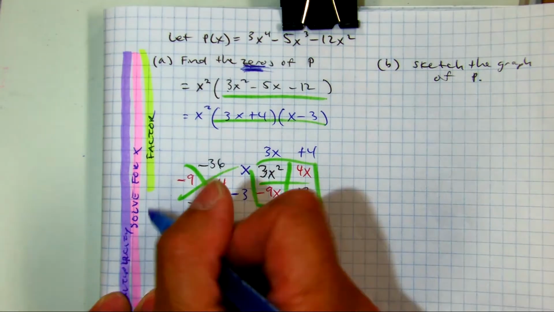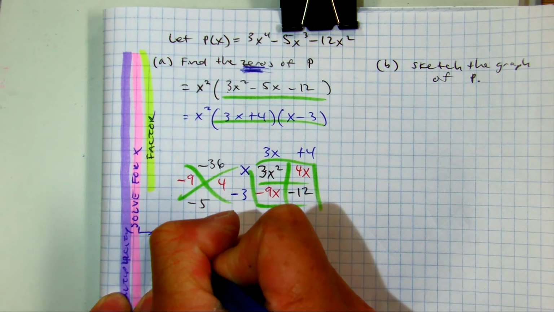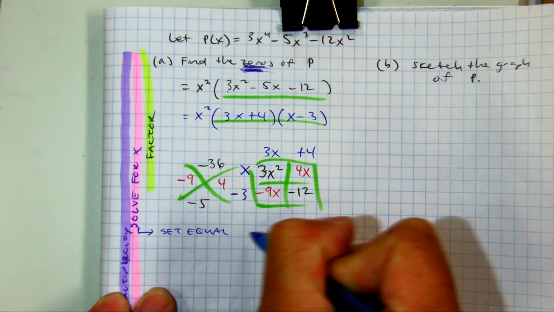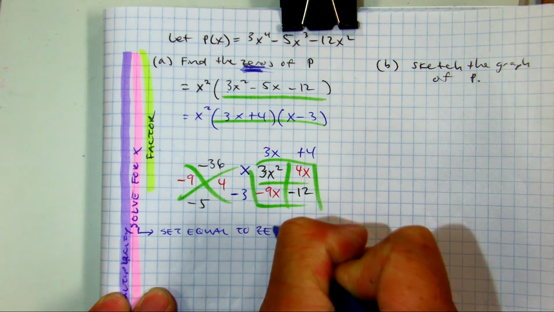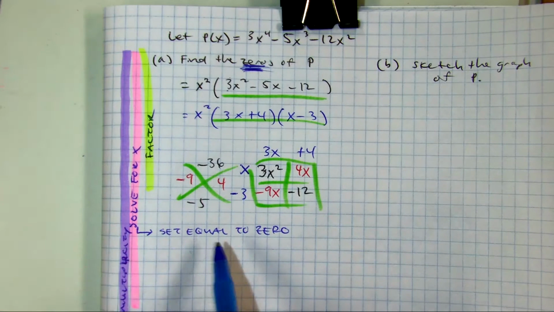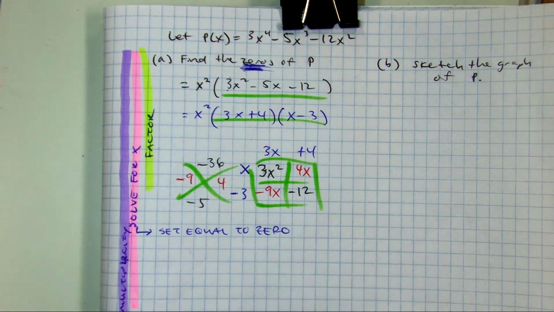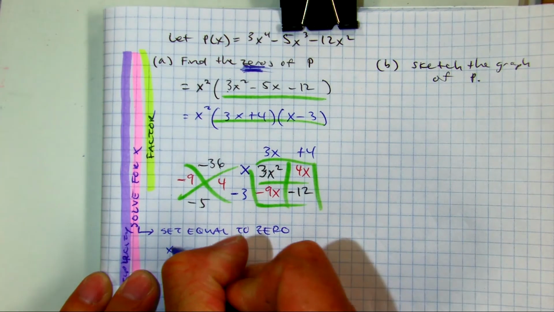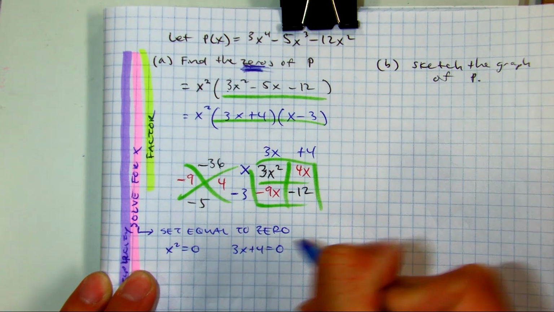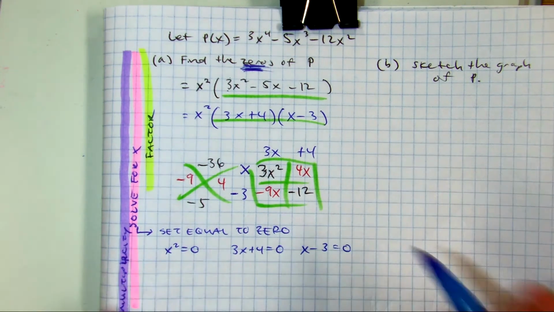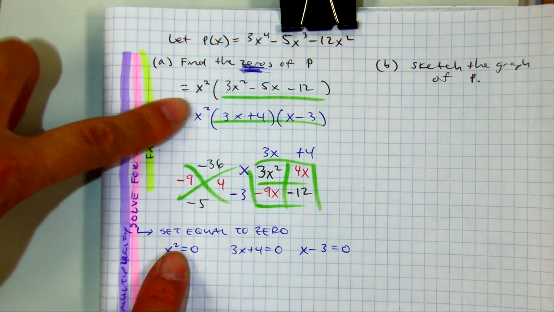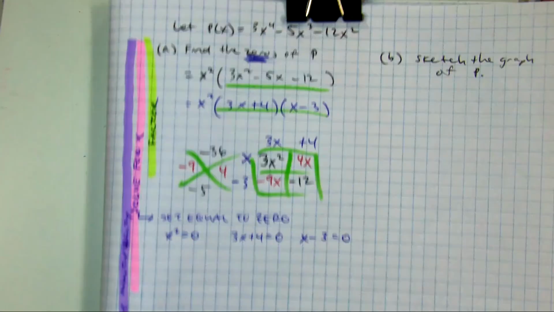Good. Solving, if you need to write that, set equal to 0. And the reason why is basically you're finding x-intercepts, your y value is equal to 0, right? So now I have x squared equals 0, 3x plus 4 equals 0, and x minus 3 equals 0. I'm taking each of these and setting them equal to 0.